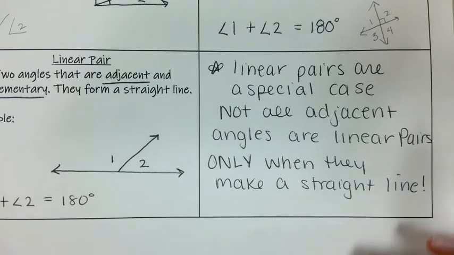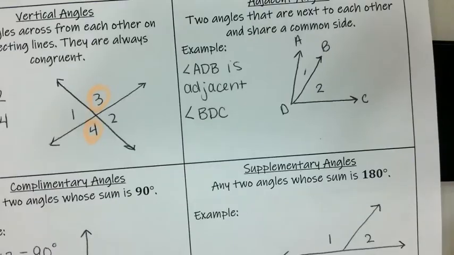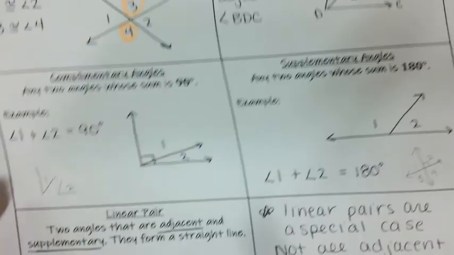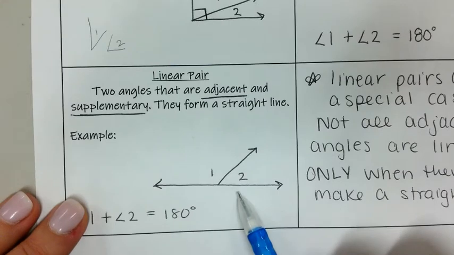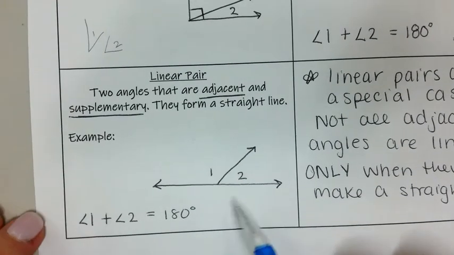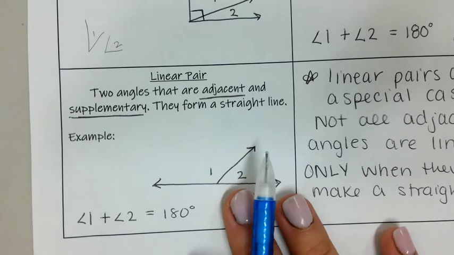So I'm going to move my paper. Like this is not a linear pair because it doesn't make a line, but these are adjacent angles. This is a linear pair and it is adjacent, so it's both. So it is a linear pair. It works. Okay.